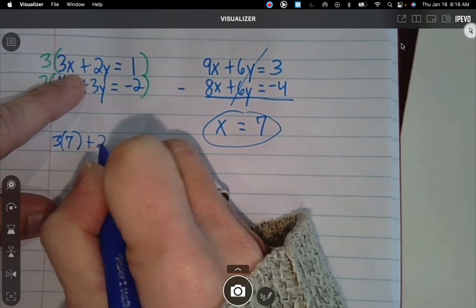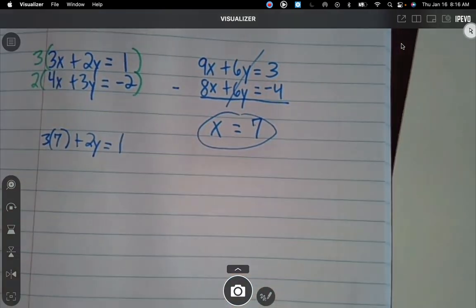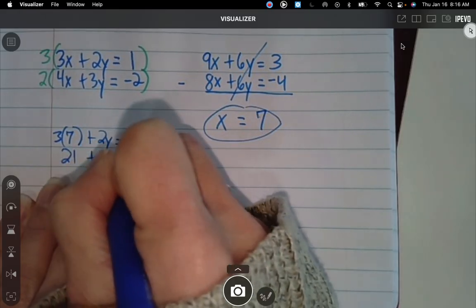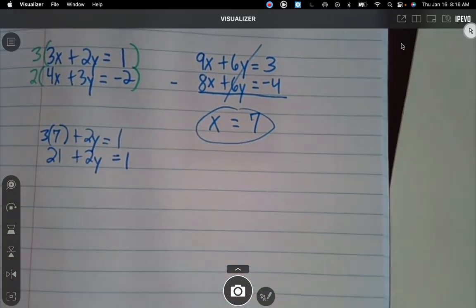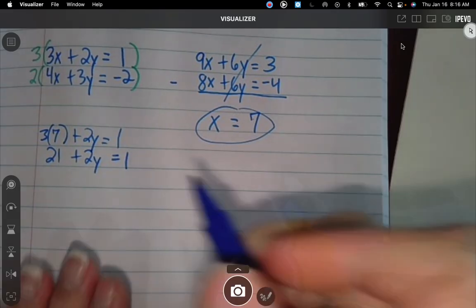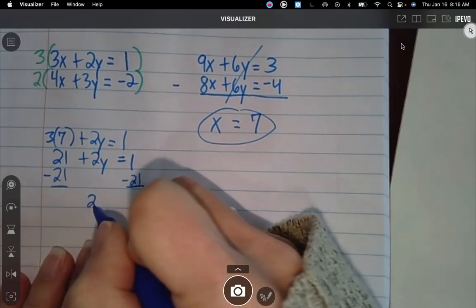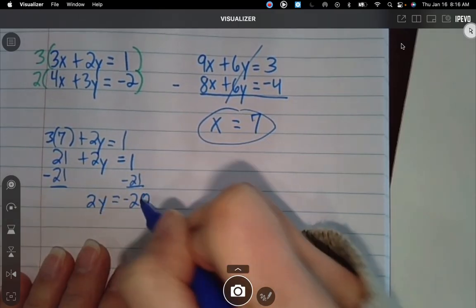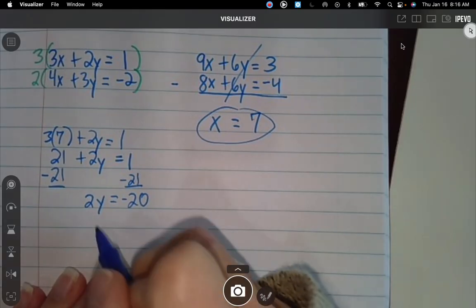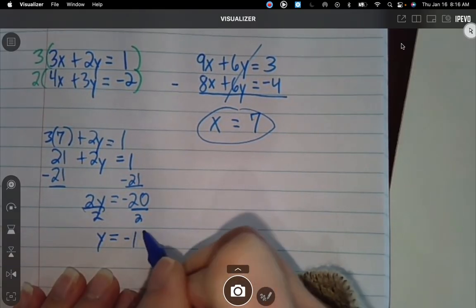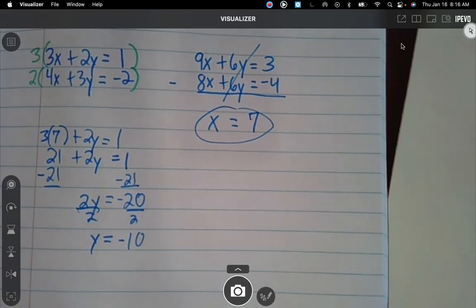Plus 2y equals 1. What is 3 times 7? 21 plus 2y equals 1. Then what do I do to solve? Subtract. Yep, subtract our 21. So 2y equals negative 20. Then what? Divide by 2. And y is negative 10.